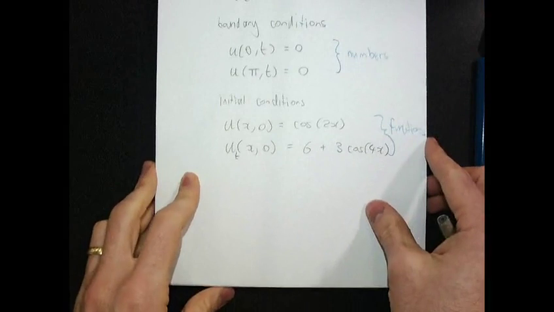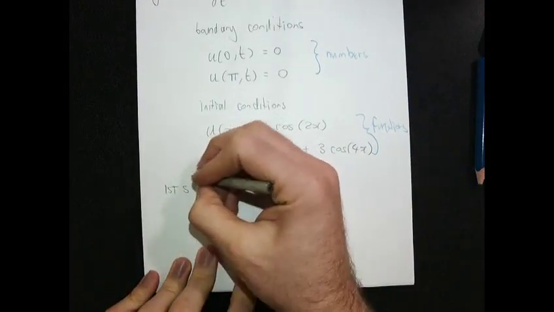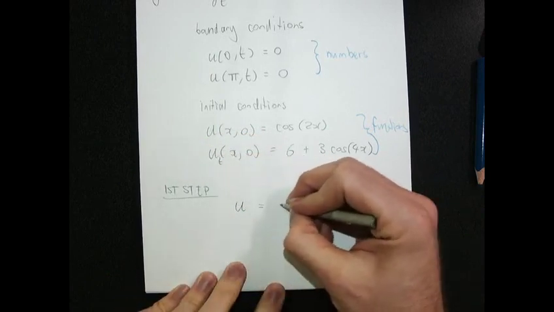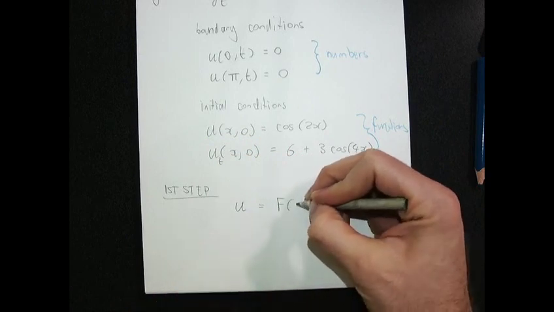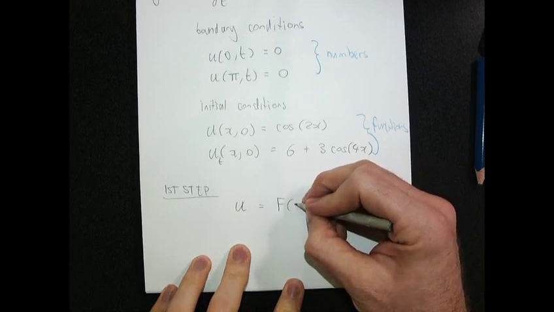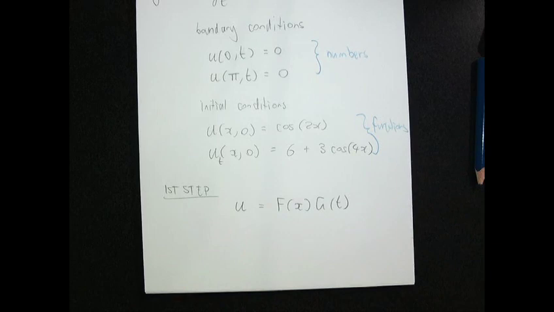So, let's see if I can make this happen. The first step, which is sort of step 0, is to say that u is a function of x and a function of time multiplied together. That's what we're going to assume in order to make this work. And that is where the separation of variables is happening. Okay, we have separated u into a bit that's got x and the bit that's got t. That's the whole idea behind it.